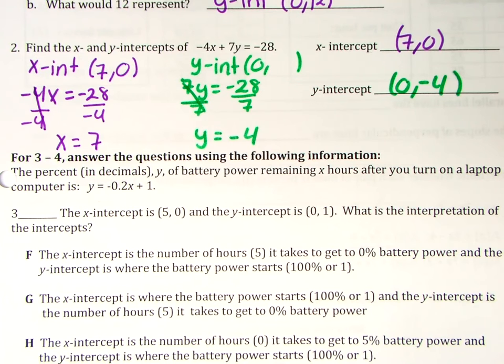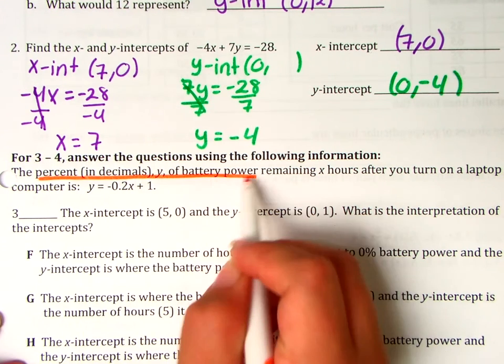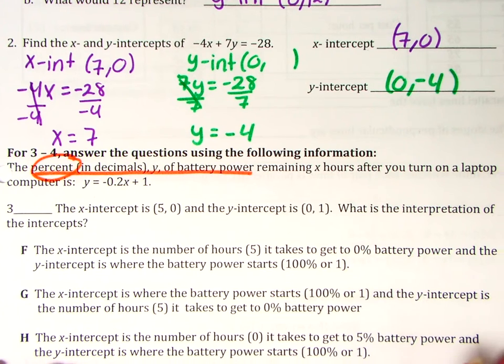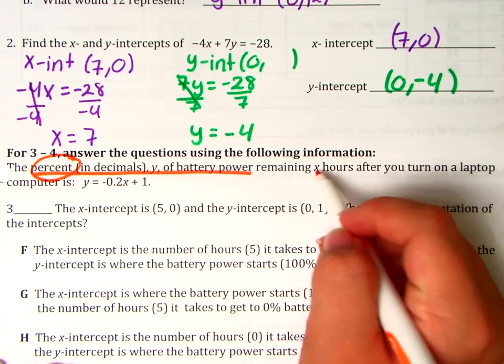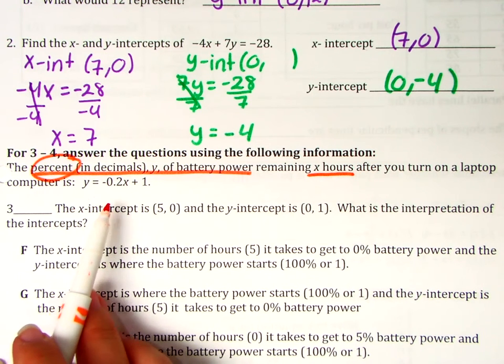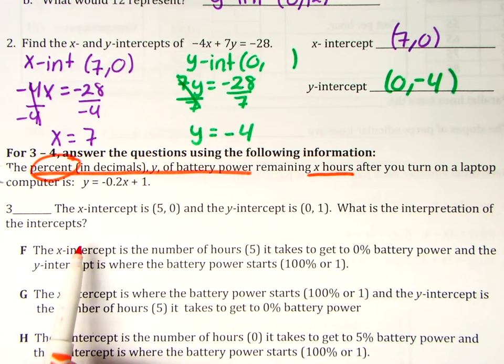So problem number 3 and 4, they go together. It says answer the questions using the following information. The percent in decimals y of battery power. So y is talking about a percent. Now we know percents, we don't really like to use percents, we like to use decimals. So 100% is going to be a positive 1. Remaining x hours, so x is for hours, after you turn on a laptop computer is y is equal to negative 0.2x plus 1.